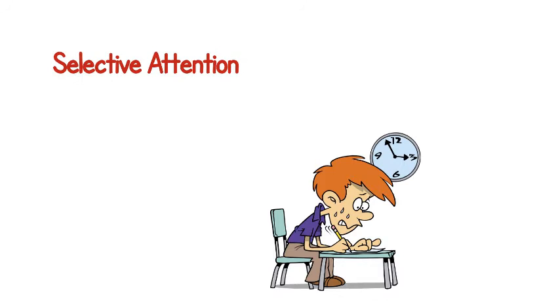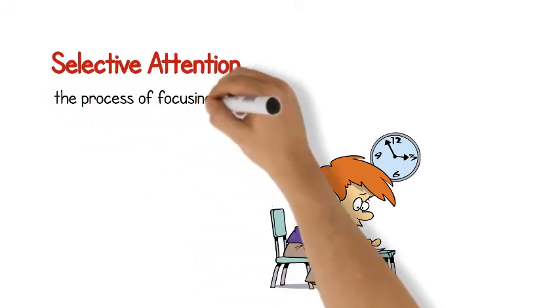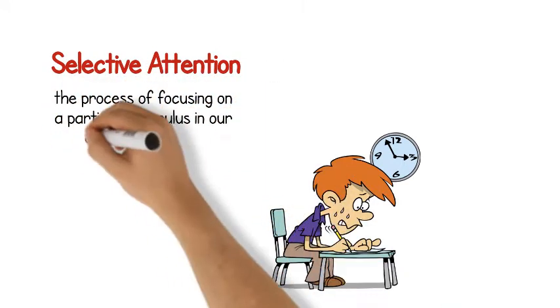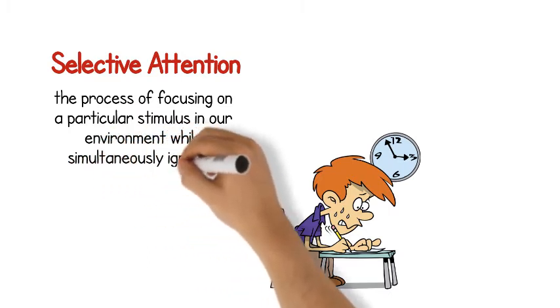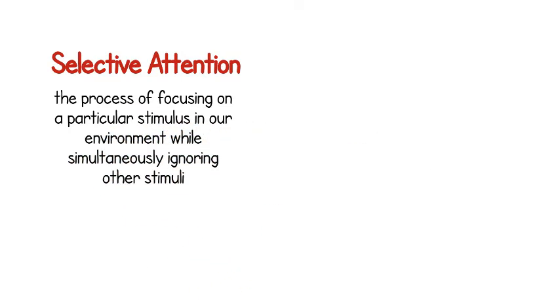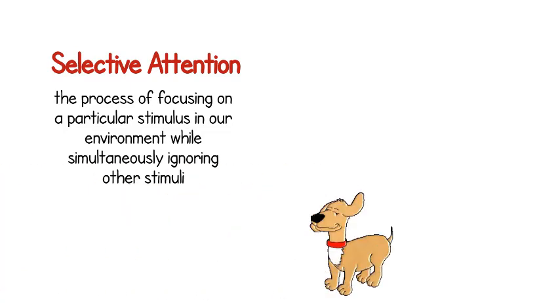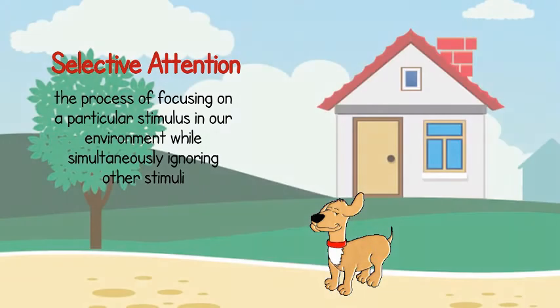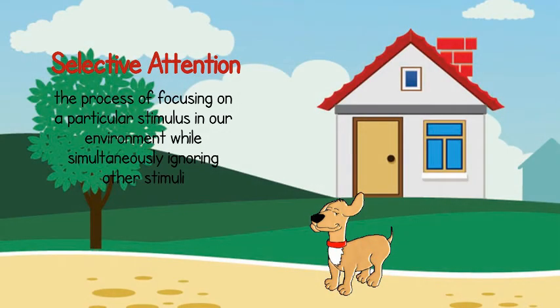This is called selective attention. Selective attention is the process of focusing on a particular stimulus in our environment while simultaneously ignoring other information. Selective attention can be seen in our example of the dog also. When you notice the dog running across the street, you didn't acknowledge the color of the house you were passing at the time. While selectively attending to the dog, you suppressed your attention for the color of the house.